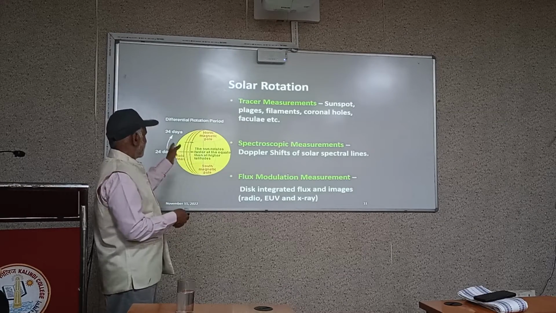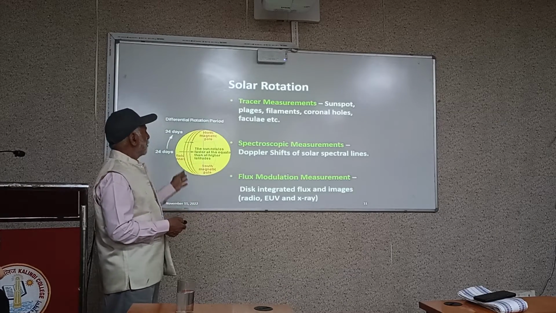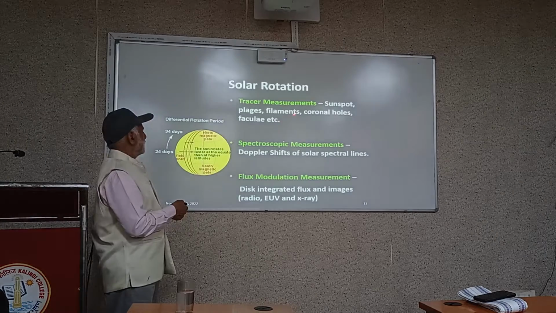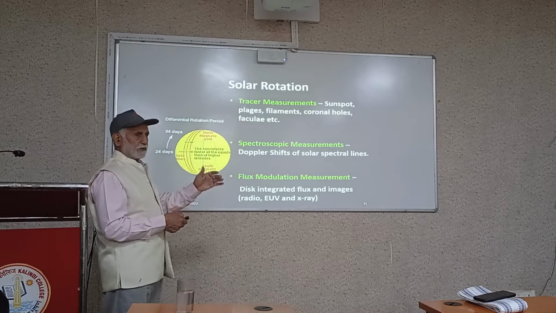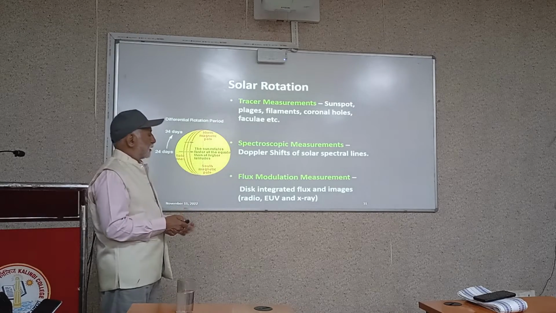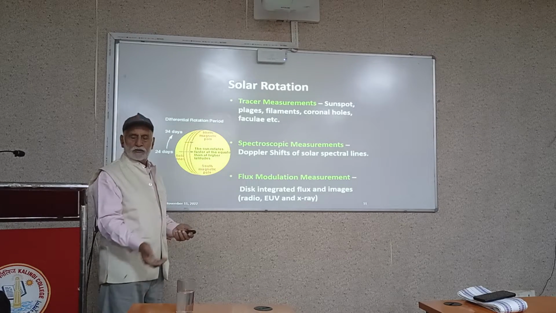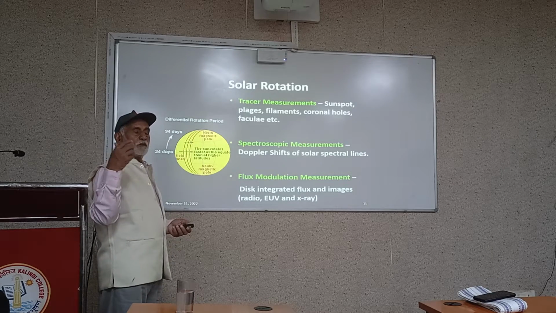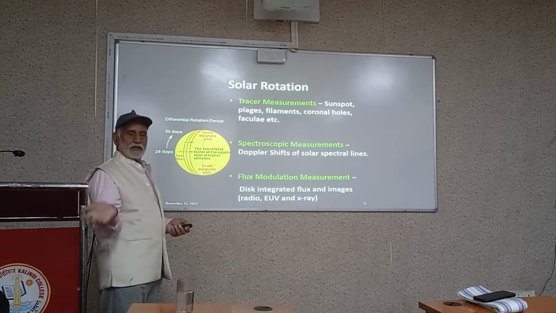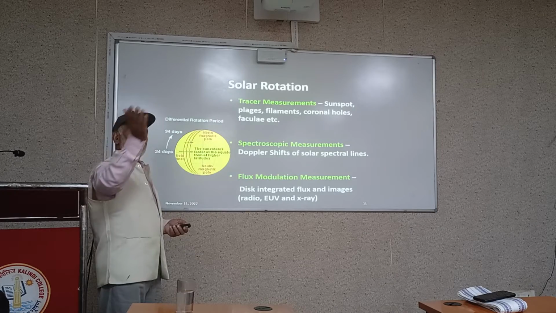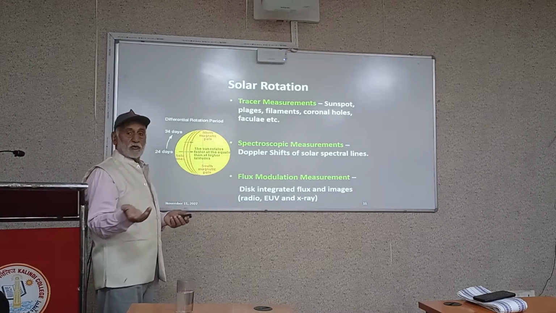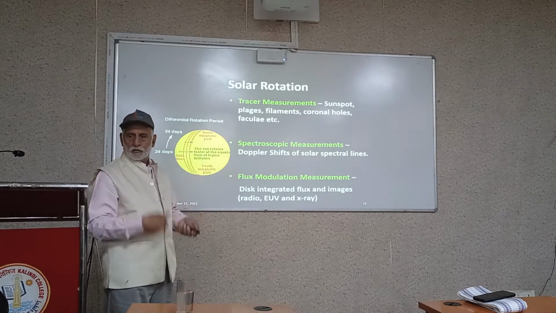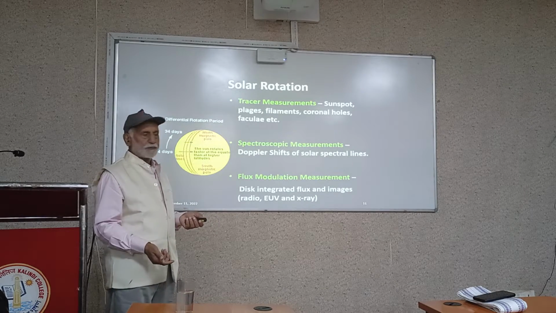Before I do that, let me also tell you briefly how the rotation is basically measured. There are 3 ways to measure the rotation of the sun. Like, we don't feel our earth is rotating, but it is rotating. And we get this feeling by the sunrise. Every day the sun rises from the east and sets in the west. It's not because the sun moves, it is because our earth rotates around its axis, right?